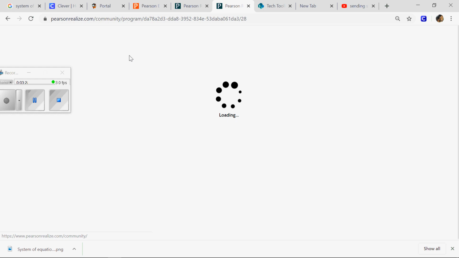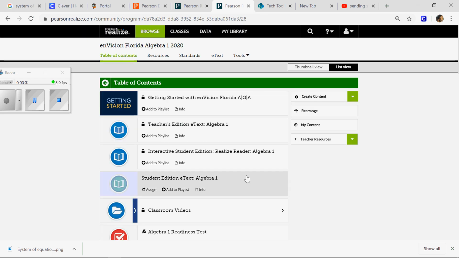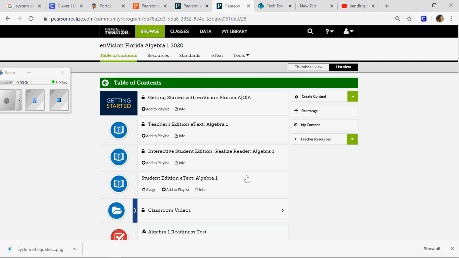So there's a table of contents. This is all the stuff in the whole book. The whole book is online. You can get to anything you want. Let's see, is there a keyword search? I have teacher resource. Oh, here's a search up here. So we're working on system of equations, so let's just type that in. System of equations. Let's see what happens.